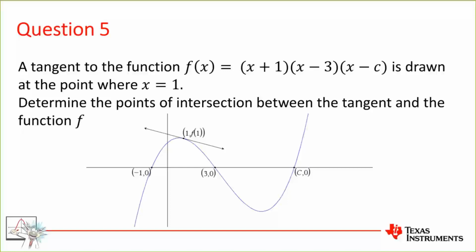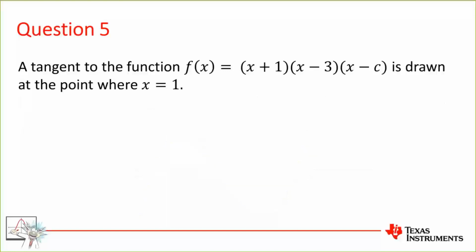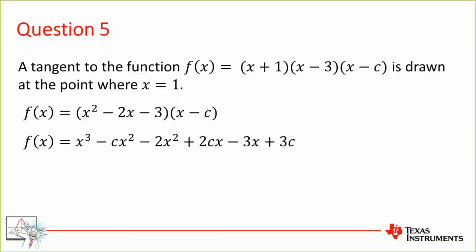So we could start this off by hand and say, well, how am I going to do the tangent? I need the derivative of f of x. So I'm going to expand it. And we get something that kind of looks like that when you expand it out. So our derivative is relatively straightforward. There you get 3x squared minus 2cx minus 4x plus 2c minus 3.